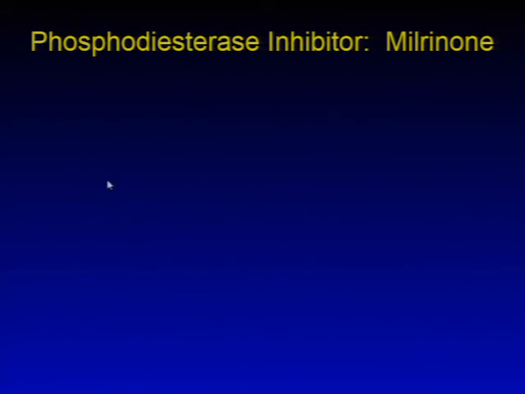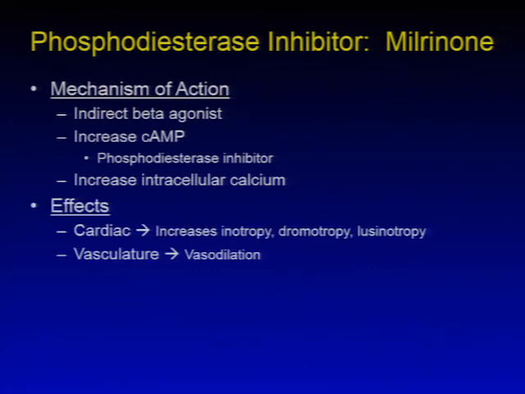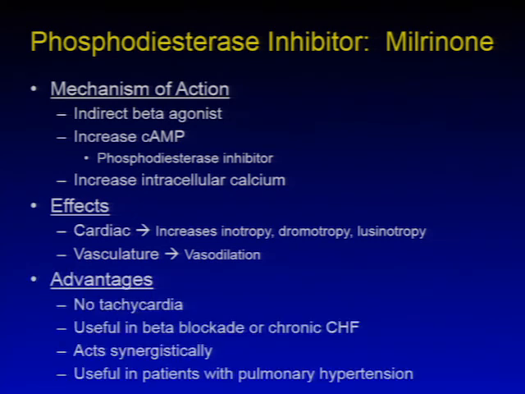Phosphodiesterase inhibitors. There are multiple of these drugs, with the most common being milrinone. The mechanism of action is that it acts as an indirect beta agonist, increasing cyclic AMP within the cells. This leads to an increase in intracellular calcium. The effects are an increase in inotropy, dromotropy, as well as lusitropy within the heart, but it also acts as a vasodilator in the vasculature.